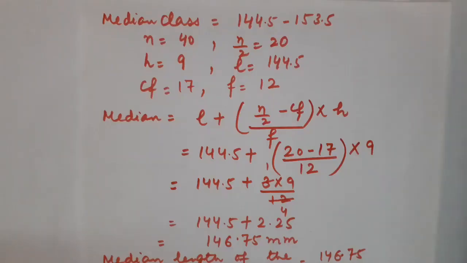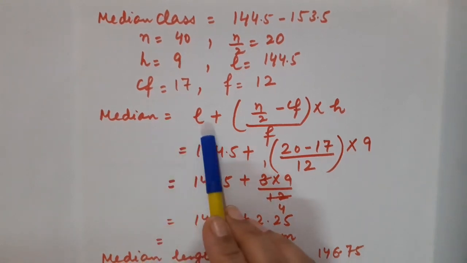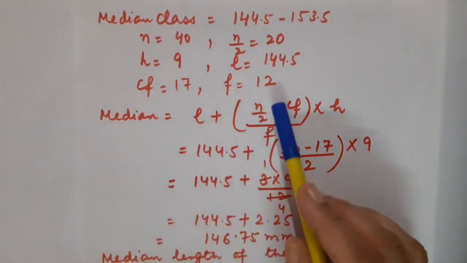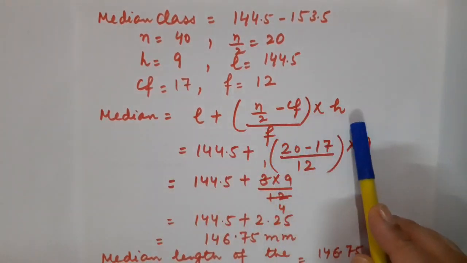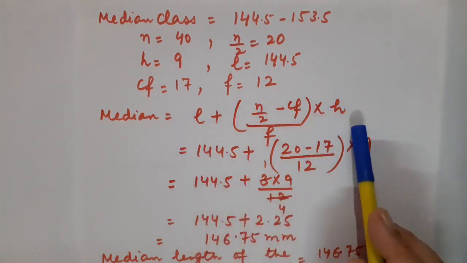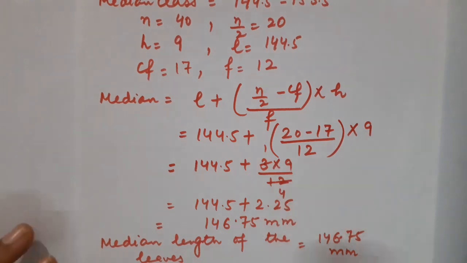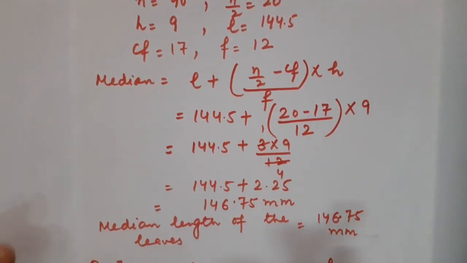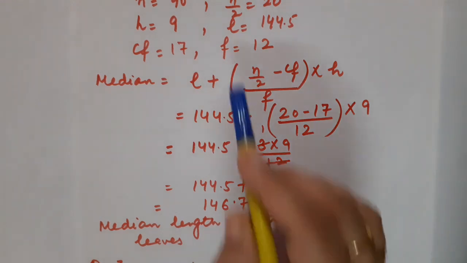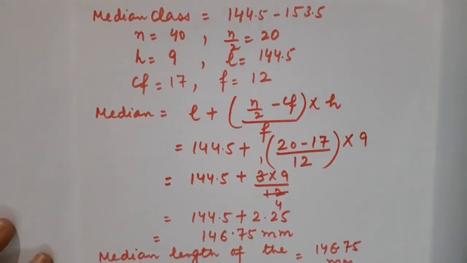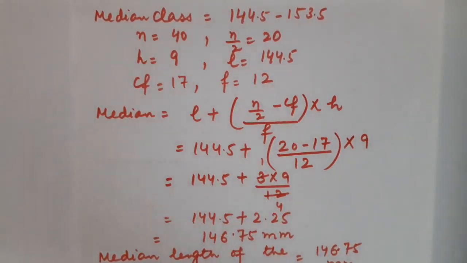Correct? So this is the formula to calculate median: L plus (n by 2 minus CF) upon F into H. Whatever are the required terms that you know, let us substitute those values over here, and this is our answer, 146.75 mm. Please check each and every step. Have you done it in the same manner or not?